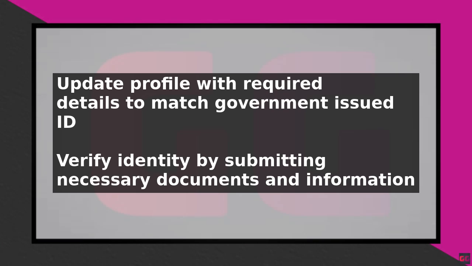Next, verify your identity by submitting the necessary documents. This may include a valid government-issued ID, such as a driver's license or passport, and a utility bill or bank statement to confirm your address. Make sure the documents are clear and legible to avoid any delays in the verification process.